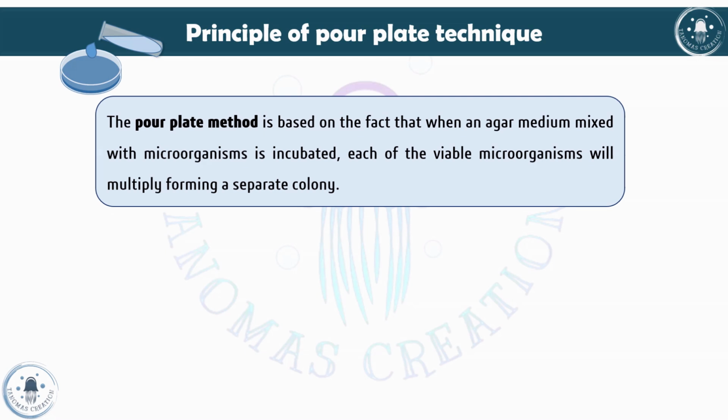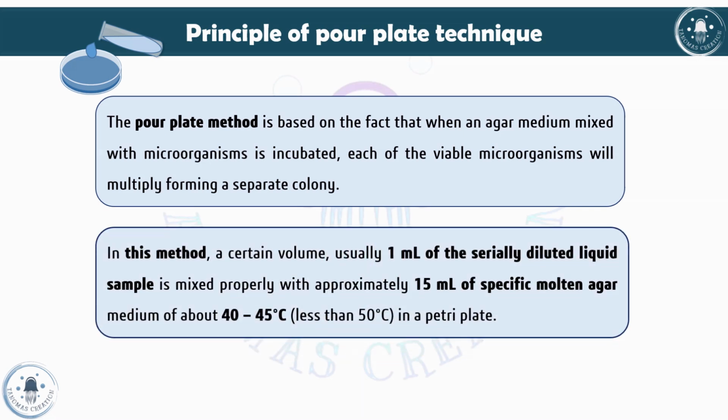Now coming to the principle of the pour plate technique. The pour plate method is based on the fact that when an agar medium mixed with microorganisms is incubated, each of the viable microorganisms will multiply, forming a separate colony. In this method, a certain volume, usually 1 ml of serially diluted liquid sample, is mixed properly with approximately 15 ml of specific molten agar medium, cooled down to 40 to 45 degrees Celsius, in a Petri plate. So this is the principle.